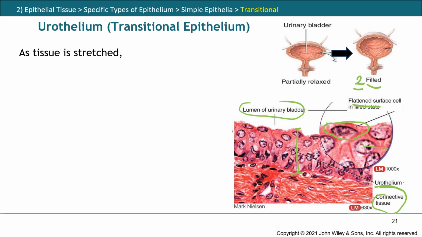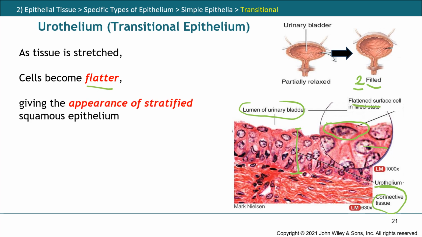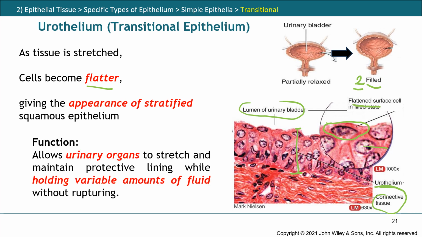So let's recap all the information that I told you. As the bladder fills, the tissue is stretched, and as a result of that, the cells become flatter. The other thing that happens is that it gives the appearance of a stratified squamous epithelium. And what is the function of that? It allows the urinary organs to stretch and maintain the protective lining when holding variable amounts of fluid without rupturing. That is very important. With this we finished the transitional epithelium, and now we're going to move into the glandular epithelium.